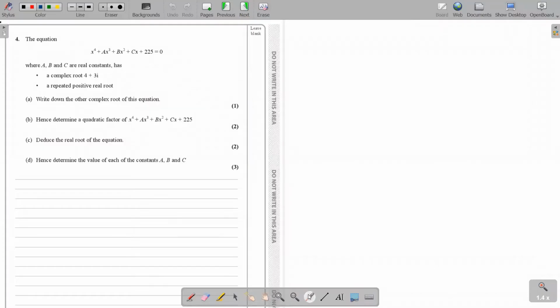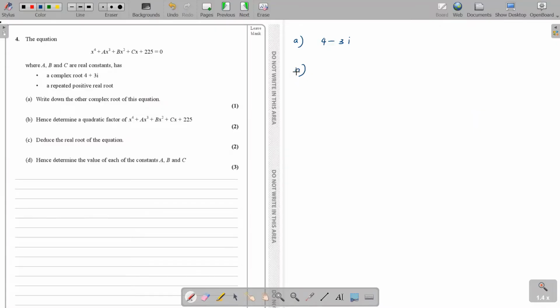Question number 4. The equation x to the power 4 plus ax cube plus bx square plus cx plus 225 equals 0, where a, b and c are real constants, has a complex root 4 plus 3i. A repeated positive real root. Write down the other complex root of this equation. You all know complex roots always come as a complex conjugate pair, right? So if you have 4 plus 3i, definitely the other root should be 4 minus 3i. So this is the answer for part A, 1 mark.